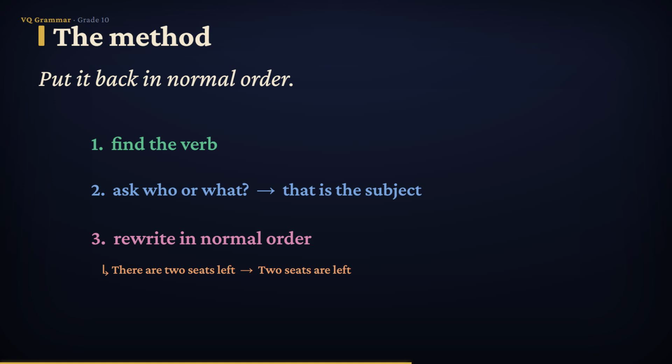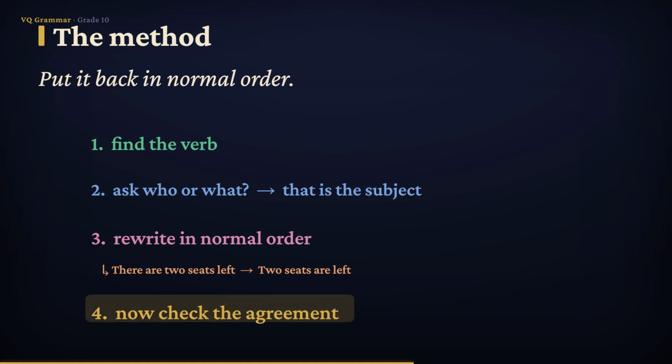Step 4. Now check the agreement, because in normal order, a mistake has nowhere to hide. 2 seats are: plural subject, plural verb. It works. And if you had written, there's 2 seats left, the rewrite hands you 2 seats is left, which nobody on earth would ever say. That is the whole method.